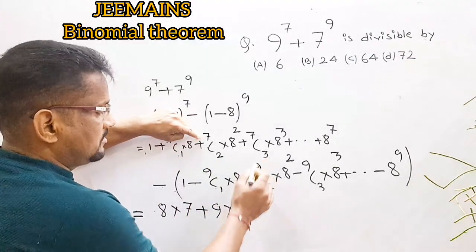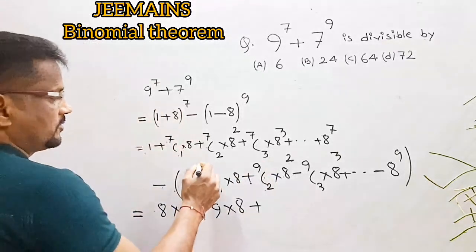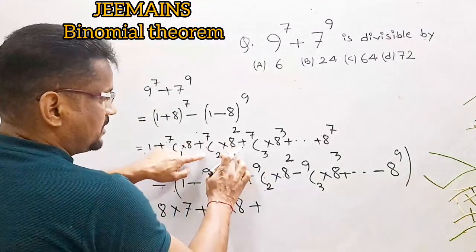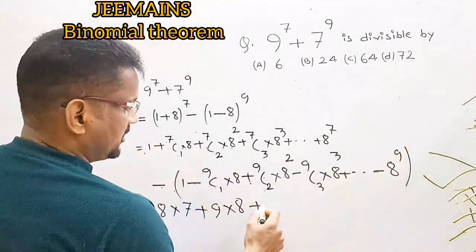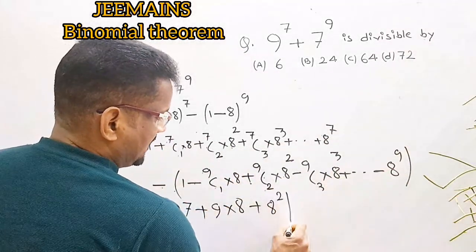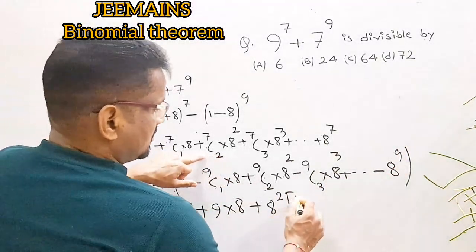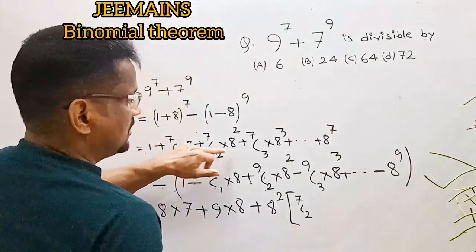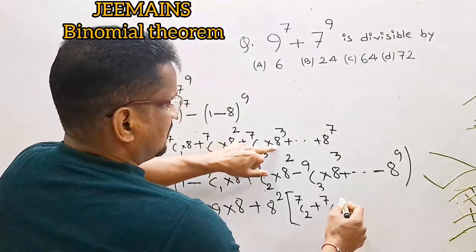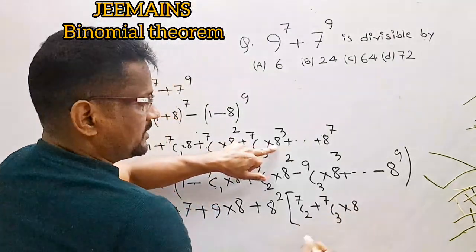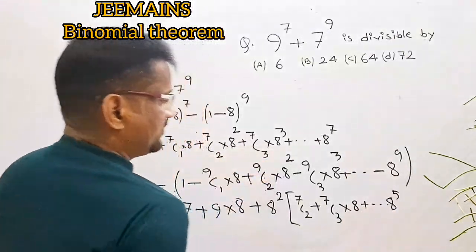So 8 square can be taken out from this step, 8 square, 8 cube and so on, and from this step also 8 square, 8 cube and so on. So let me take 8 square common and write the rest of the terms in brackets. 8 square common, it is 7C2 plus what? 7C3 into what? Only 8 will be left, plus and so on. Here 8 to the power 5 will be left from this.